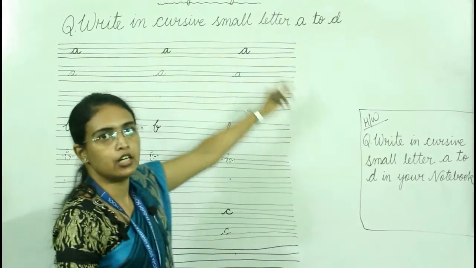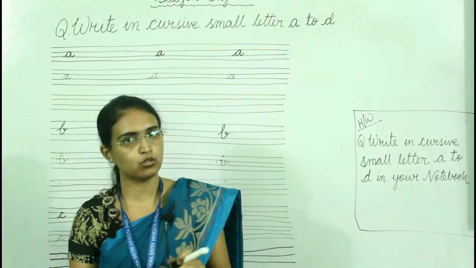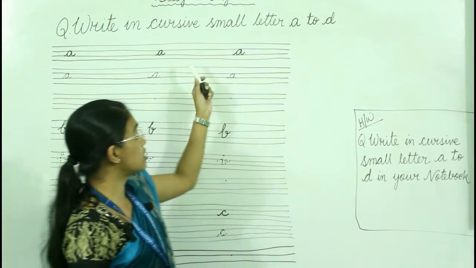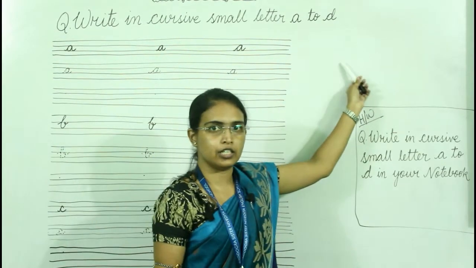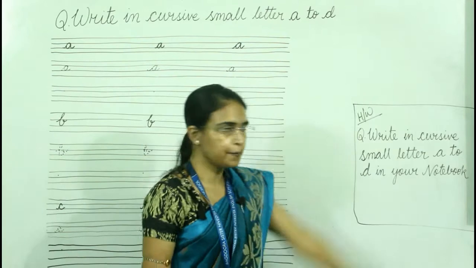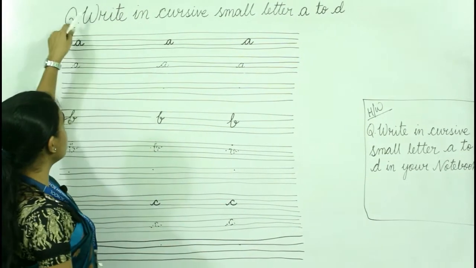Cursive small letter. In our previous class we already have done cursive capital letter from A to Z. Now today we will start from cursive small letter A to D. Today we will do only 4 letters, okay? So you have to write the question in your copy like this.